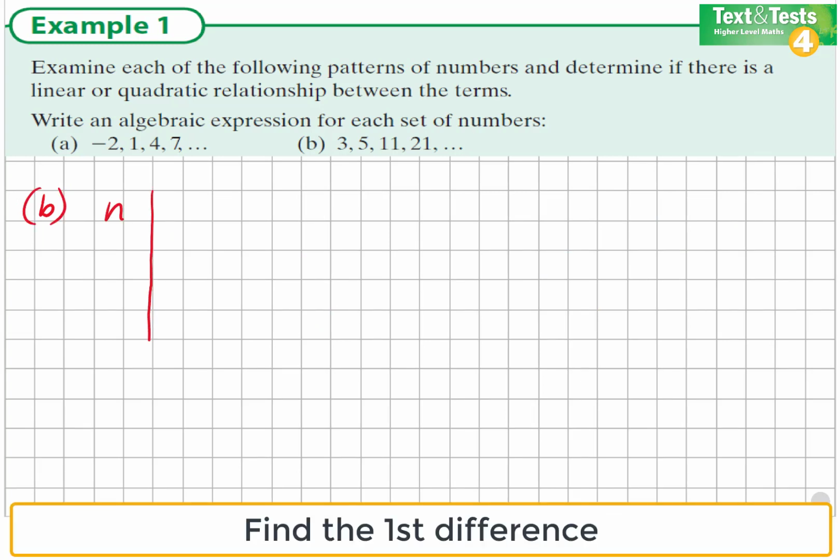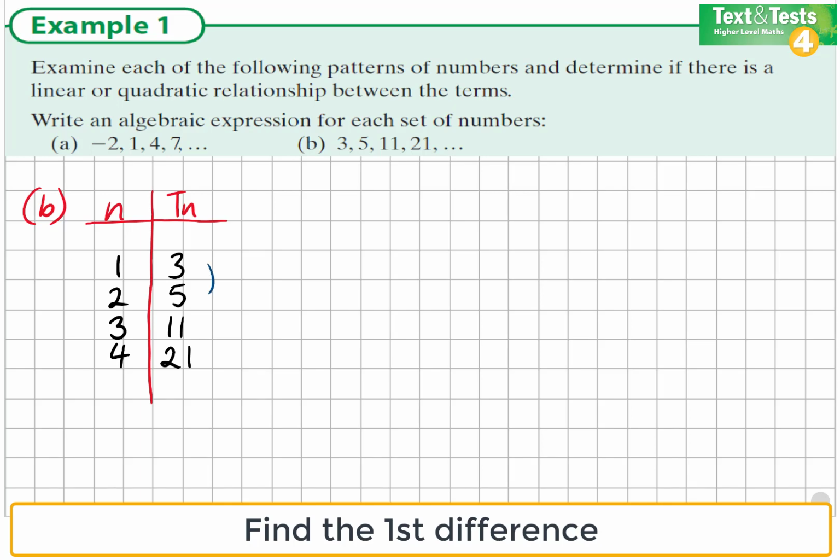Now let's look at part B. Again, let's look at what terms we have here. So we have 3, 5, 11, 21. Again, we work out the first difference for this. So just stating which term each is.